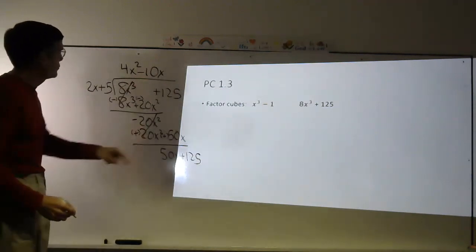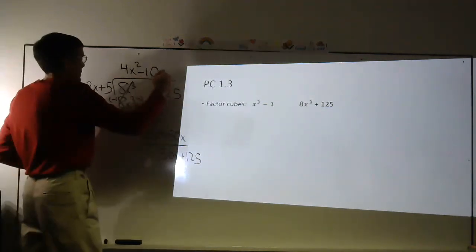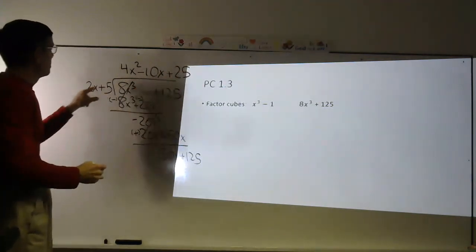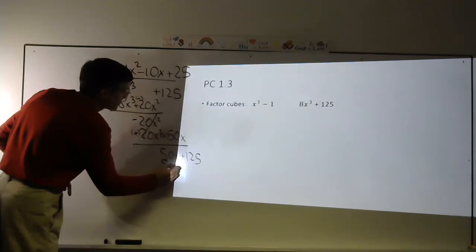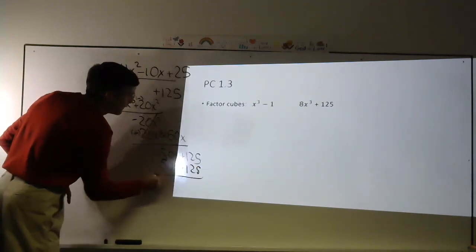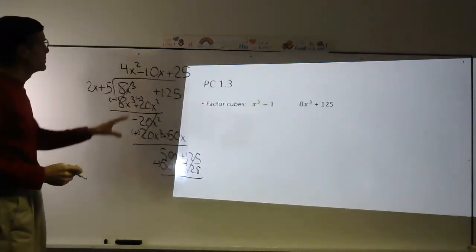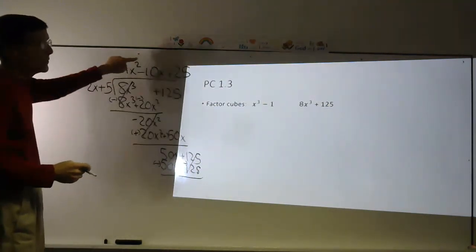And how many times does 2x go into 50x? It would go plus 25 times both parts is 50x plus 125, negative in on the bottom. Both go away. There's no remainder. Here are your two factors.